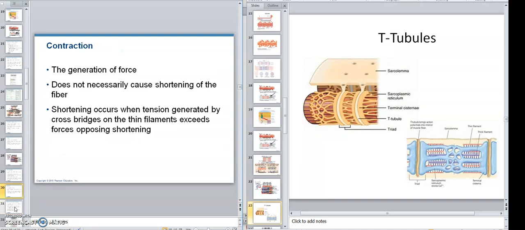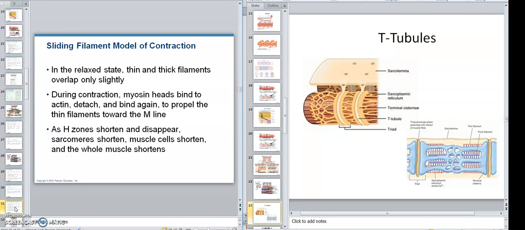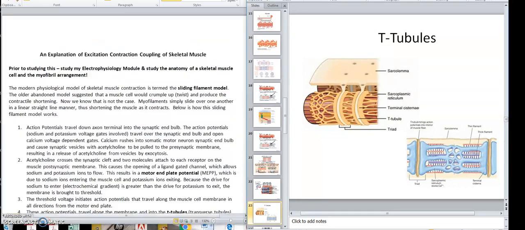All right. Now we are ready to talk about how a muscle contraction occurs. So this is where you want to go now. Remember that document that I asked you to print out? Okay, here it is. I wrote this in order to help understand this. Prior to studying this document, study my electrophysiology module that you'll see in D2L. And study the anatomy of the skeletal muscle cell, which we just did, but you may want to restudy it. All right, so let's walk through this. It's only 2 pages long.